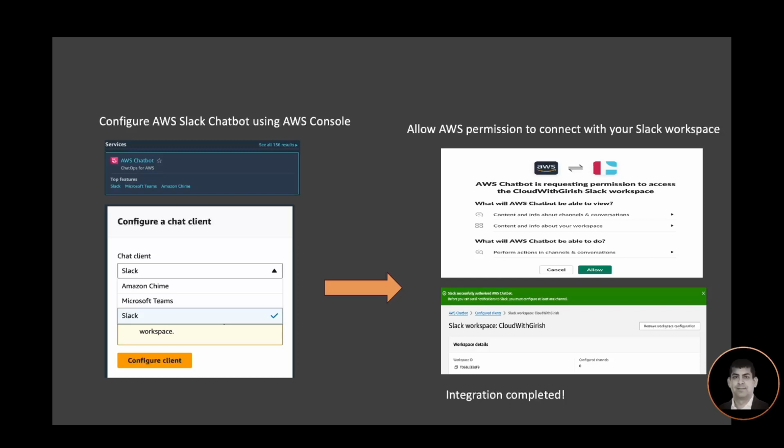AWS Chatbot is one of the hundreds of services provided by AWS. So search for AWS Chatbot and then click on configure a chat client. From the drop down, you will see three options: Amazon Chime, Microsoft Teams, and Slack. I'm going to select Slack, and then I'm going to click on configure client. I'm going to next allow AWS permissions to connect with my Slack workspace. And once I do that and click on allow, my integration of AWS Chatbot and my Slack channel is completed.